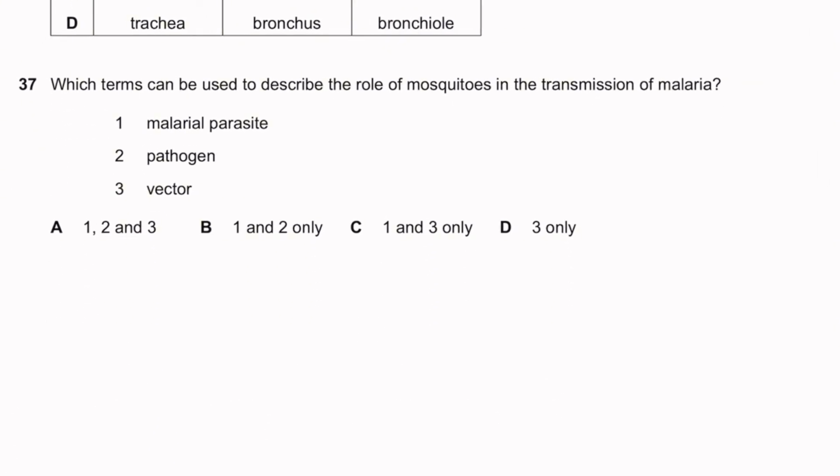Okay, which terms can be used to describe the role of mosquitoes in transmission of malaria? They're not the parasite. They're the vector. They're the ones that carry the parasite from one person to another. So they're not the pathogen. They're not the disease. They are the things that will carry it from one place to another.